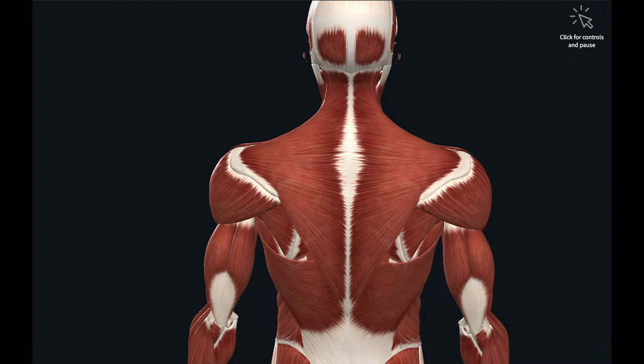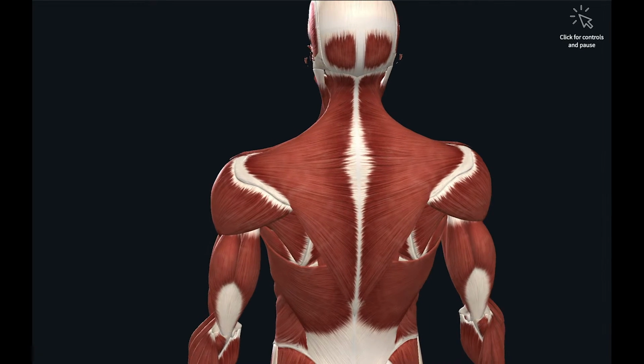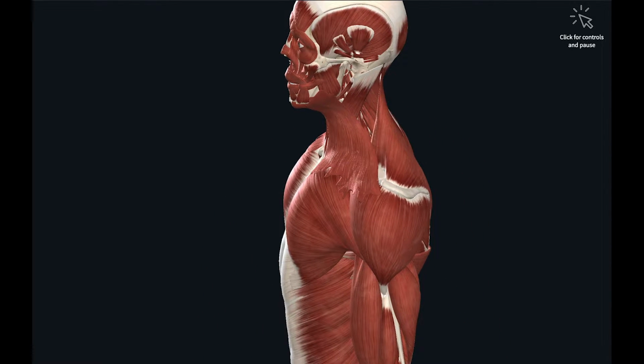The superior fibers also extend the head. So if the head is already in a flexed position, the superior fibers will bring the head back into midline, and that is extension, or beyond midline, which is hyperextension.